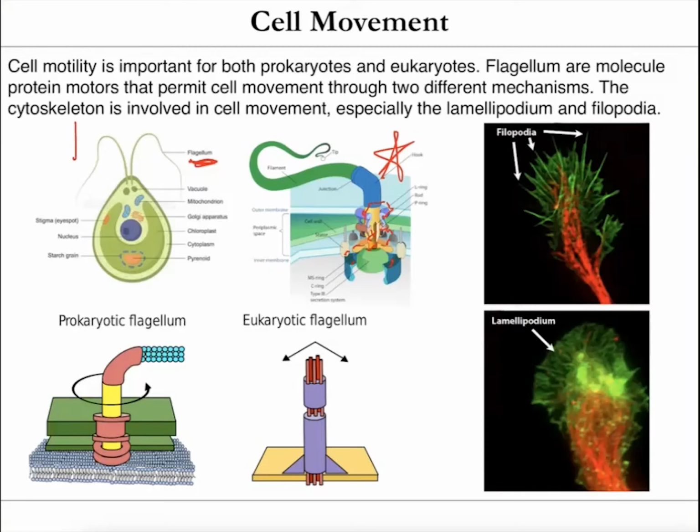And so here is an algae cell. You can see it has 2 flagella. Some animals have 1 flagella. Some animals have more flagella. And then prokaryotic flagella actually move in a different way than eukaryotic flagella.